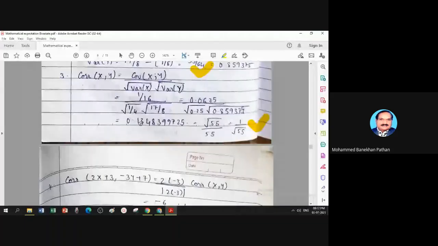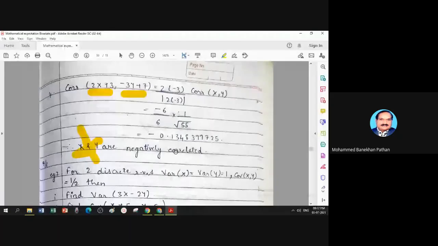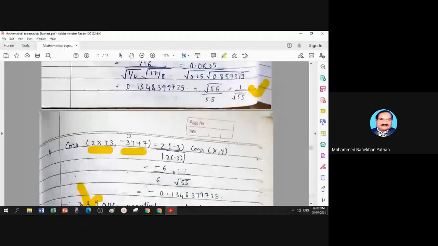Interpretation: this is wrong. Why is this wrong? Because the original correlation of XY is positive. But for the new variables, you can call this U and this V. So you have U and V negatively correlated, not X and Y, because the original variables are positively correlated. And the new variables, defined by these transformations, are negatively correlated.